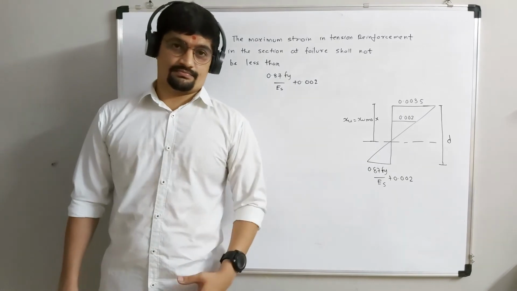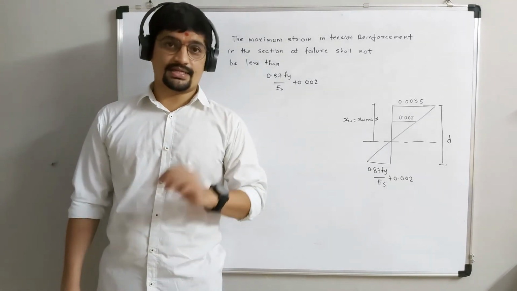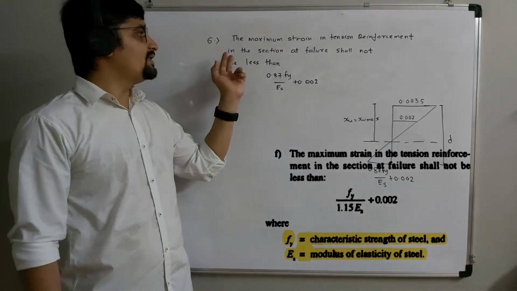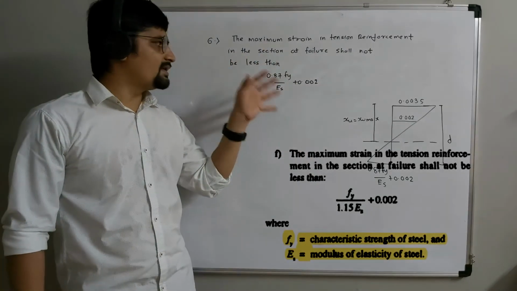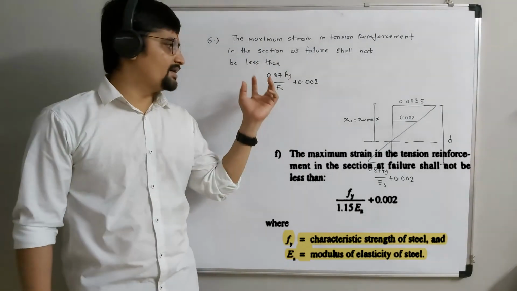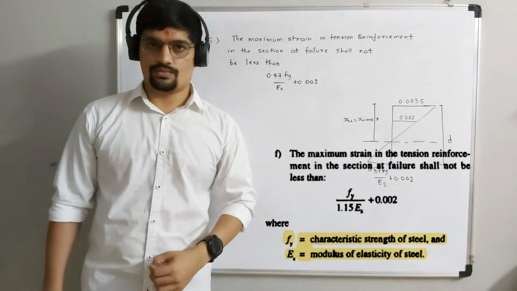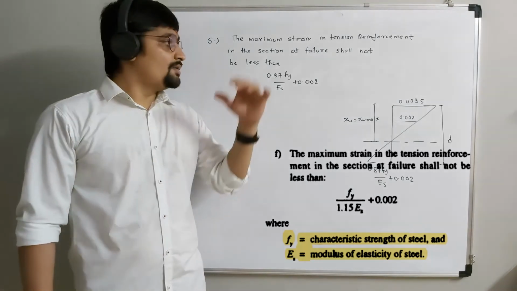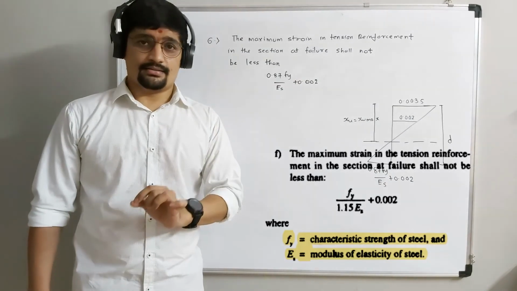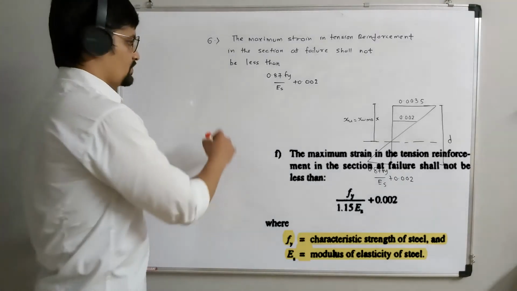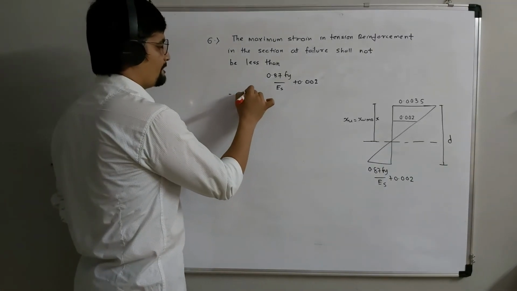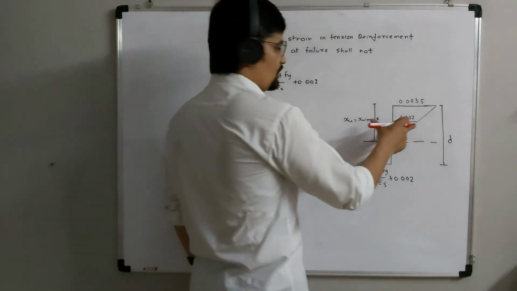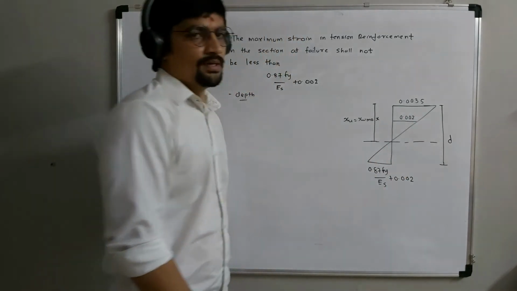The last assumption of limit state of collapse says that the maximum strain in tensile reinforcement in the section at failure shall not be less than 0.87 Fy by Es plus 0.002. That we have understood in the previous assumption. But on the basis of this, we can decide the depth of the beam. We can decide the depth of the beam. So how is it possible? So here I have made one strain diagram of the beam.